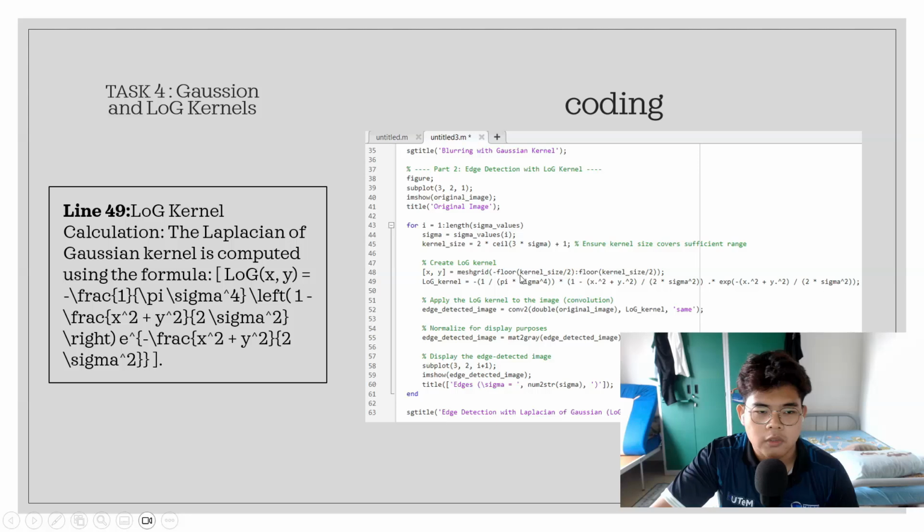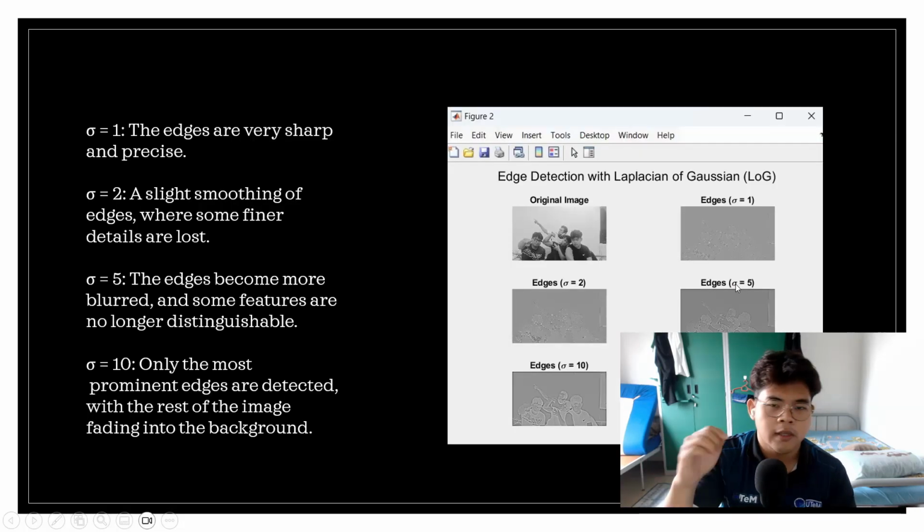LoG(x,y) equals 1 over pi sigma to the power of 4, times 1 minus (x squared plus y squared) divided by 2 sigma squared, times the exponent of minus (x squared plus y squared) divided by 2 sigma squared. From this, we have obtained these results.